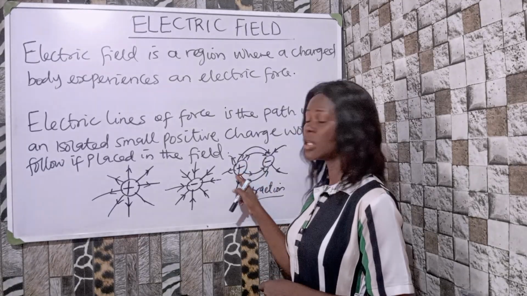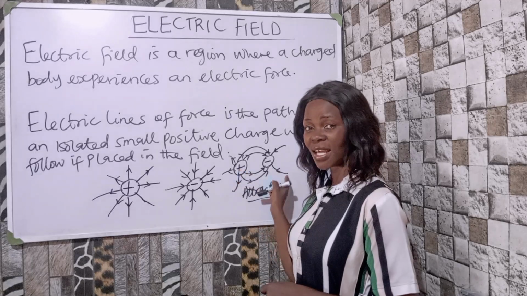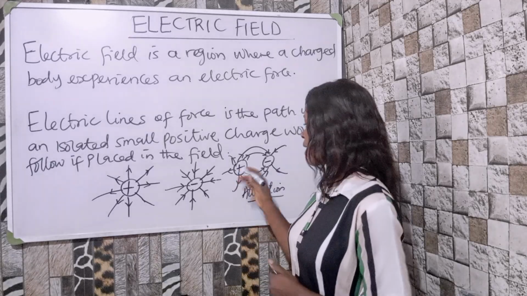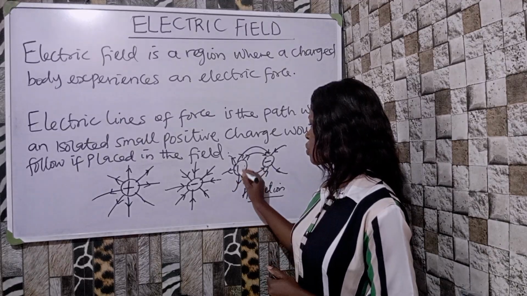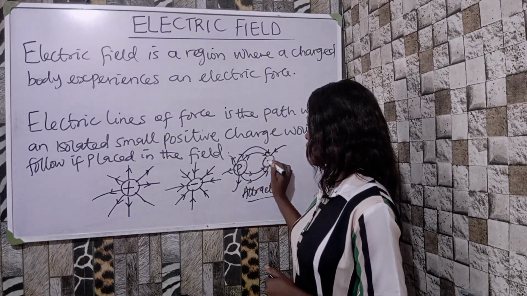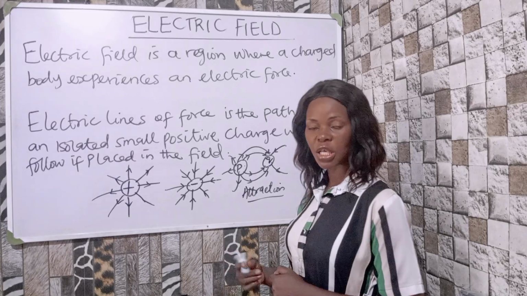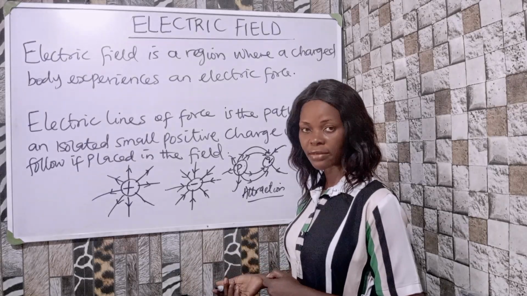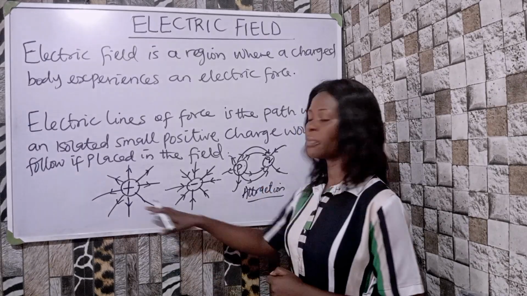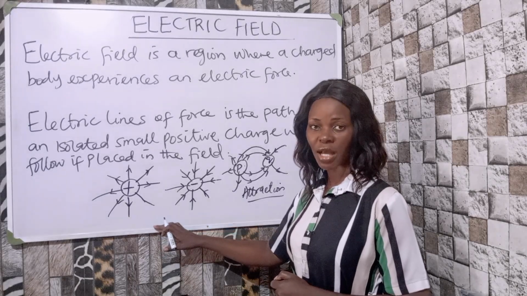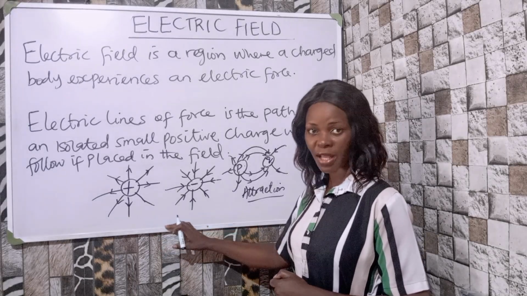Then it starts only from positive charges and ends only on negative charges. In a situation whereby they remove this and put P, then this one is Q, they will ask you which one is positive. P is positive, Q is negative. You can know that if you understand this concept of the direction of the lines of force, how they travel. I hope you get it now.